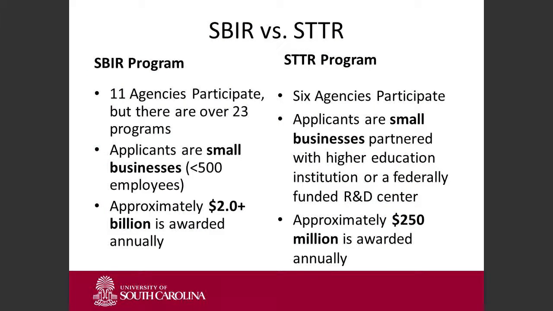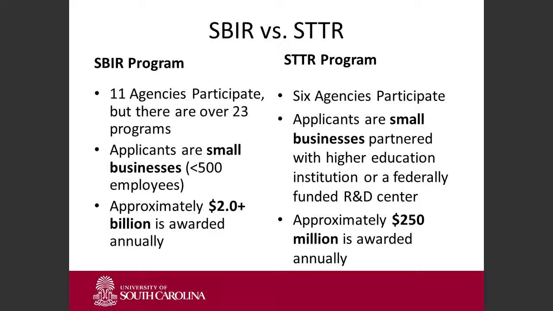What are the differences between SBIR and STTR? Applicants are small businesses for SBIRs. Approximately $2 billion is awarded in SBIRs. STTRs, there are fewer agencies. The applicants are small businesses, but they need to be partnered with a higher education institution or federally funded R&D center. And approximately $250 million is awarded annually.